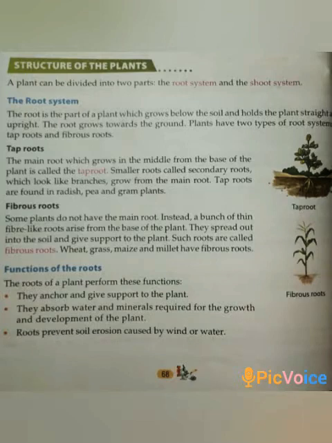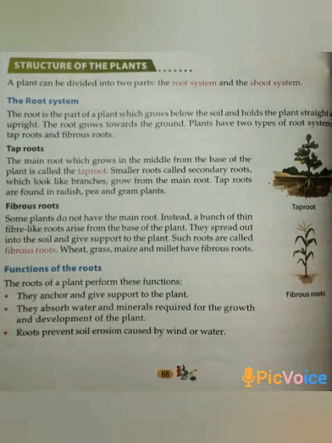Then fibrous roots. Some plants do not have the main root. Instead, a bunch of thin fiber-like roots arise from the base of the plant. They spread out into the soil and give support to the plant. Such roots are called fibrous roots. Wheat, grass, maize and millet have fibrous roots.